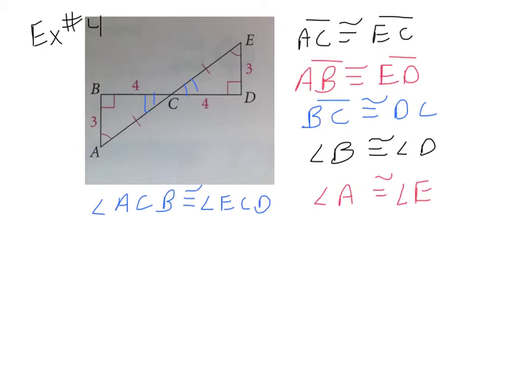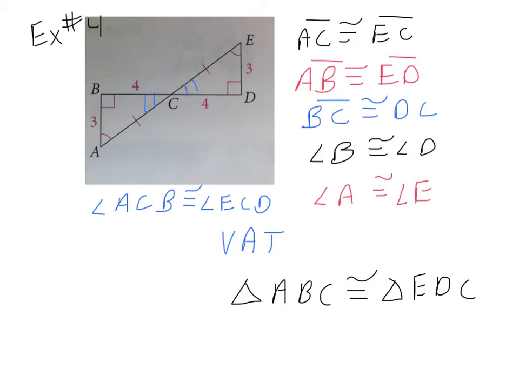The last pair of angles, angle ACB and angle ECD, are congruent. Hopefully you realize because of VAT, vertical angle theorem. Now we can say triangle ABC is congruent to triangle EDC.